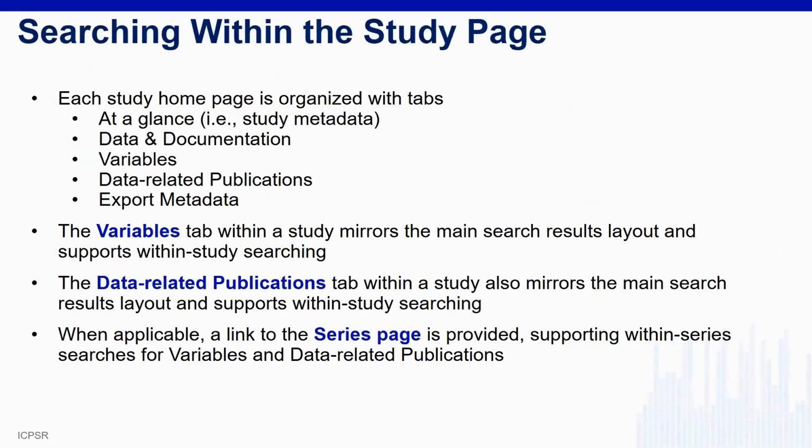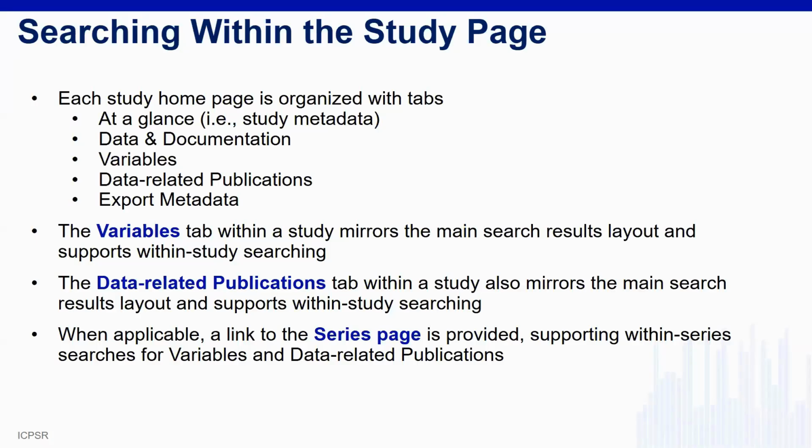On each study homepage, Trent mentioned this a little bit before, you'll see a set of tabs that lets you view the study metadata, download data and documentation files, export metadata, and explore both the variables and related publications. The variables tab looks similar to the study search results page that I showed a couple slides ago, and it lists each variable's name, the label or question text, the variable type, and the data set it belongs to. You can also search within the study's variables to quickly find specific variables you're interested in.